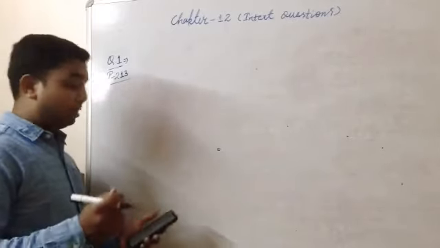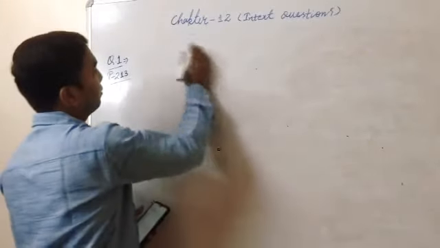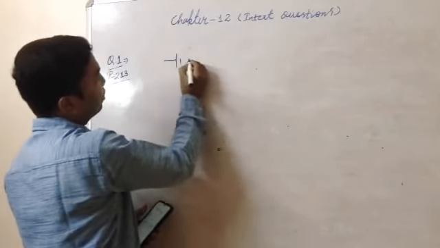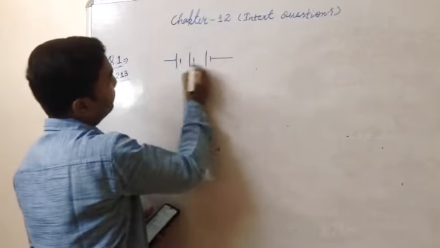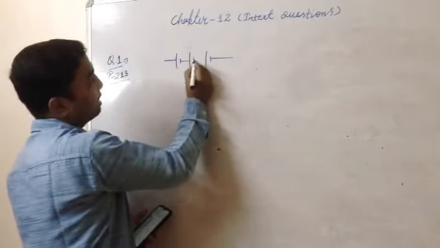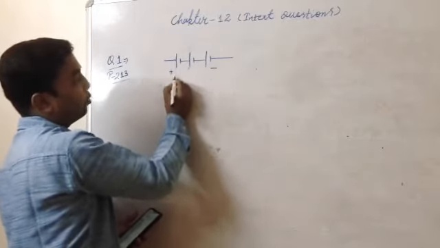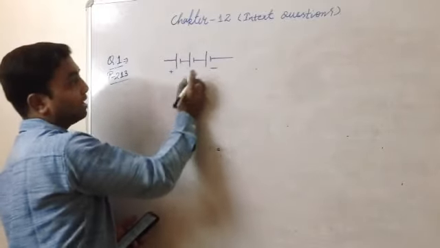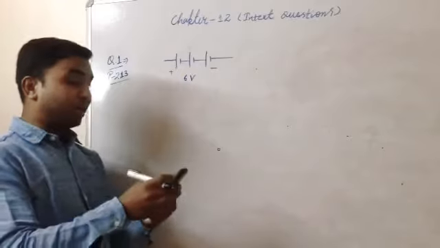So this is a direct question, and in that question we have a battery, and this battery is of how many cells? 3 cells. So you can see here that's 1 cell, that's the second cell and that's the third cell, and the voltage of each cell is 2 volts. So because 3 cells are there, this would be a battery of 6 volt. That's the symbol of a battery.